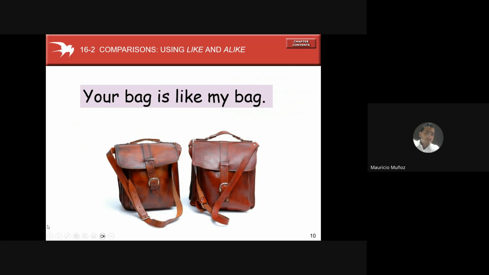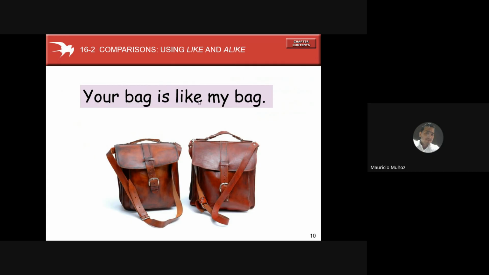For example, look at this picture. As you can see, we have two bags. You see it? Good. Both bags are the same. Same color, same shape, same materials. So we can say your bag is like my bag. Tu maleta es como mi maleta. O tu maleta es como la mía. Your bag is like my bag.